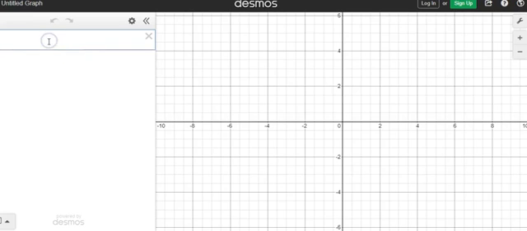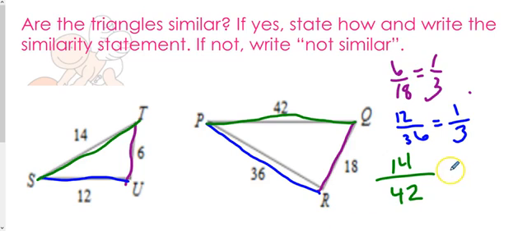Right, so here we're in Desmos, and I'm going to type 14 divided by 42. So right now on my screen, you can't really see it, but there is a blue box on the left of where I type my fraction, and it's got a little fraction bar. So I'm going to click on that so it turns into a fraction here, and it does indeed simplify to 1/3 as well. So the scale factor here was the same, which means these are indeed similar.